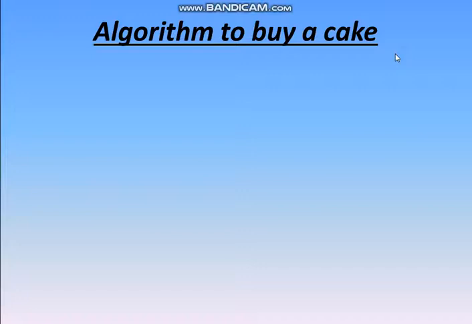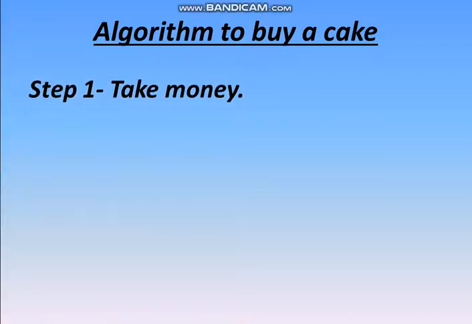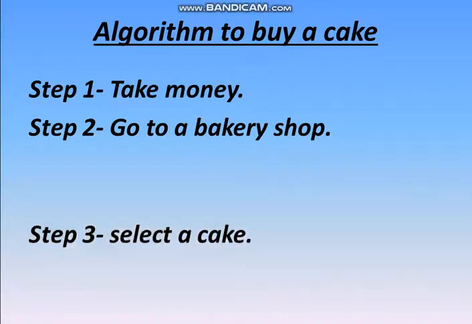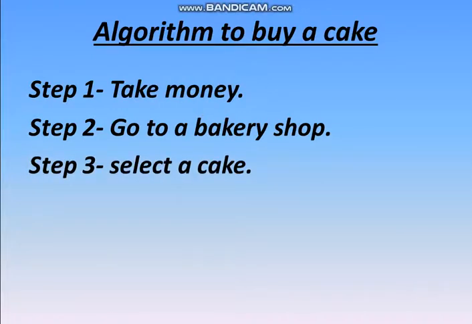The first example we will see is the algorithm to buy a cake. If your mother is telling you to buy a cake, what are the steps you need to follow? Step 1, take money. You will take money from your mother. Step 2, go to a bakery shop. You will go to the shop. Step 3, select a cake. You need to select the cake.